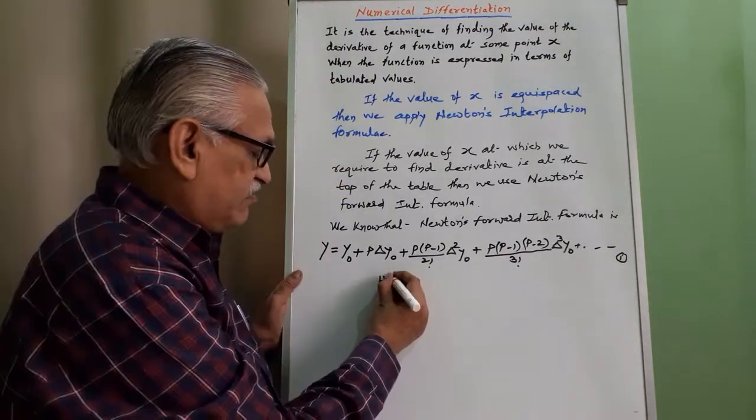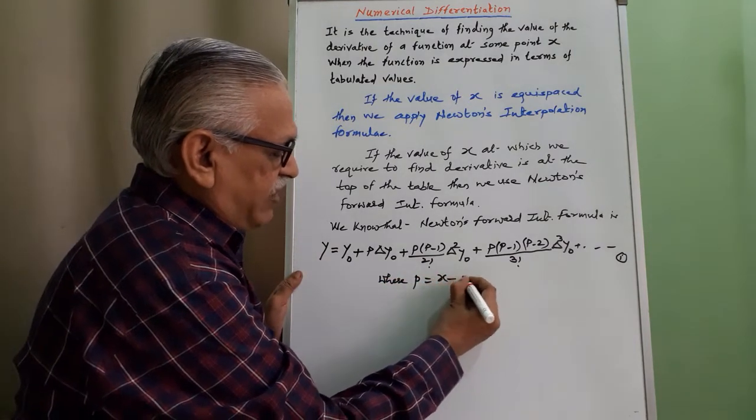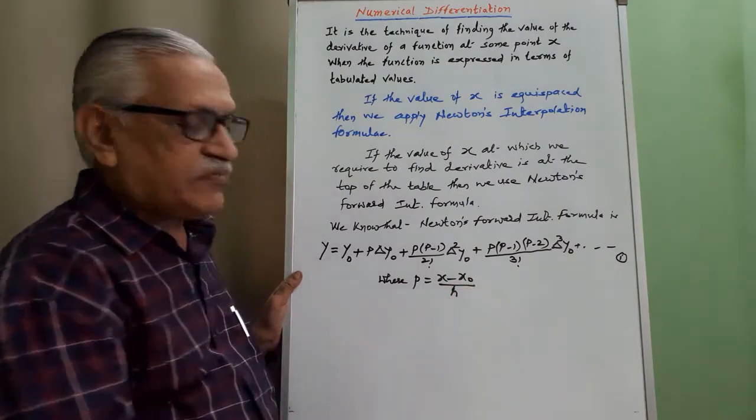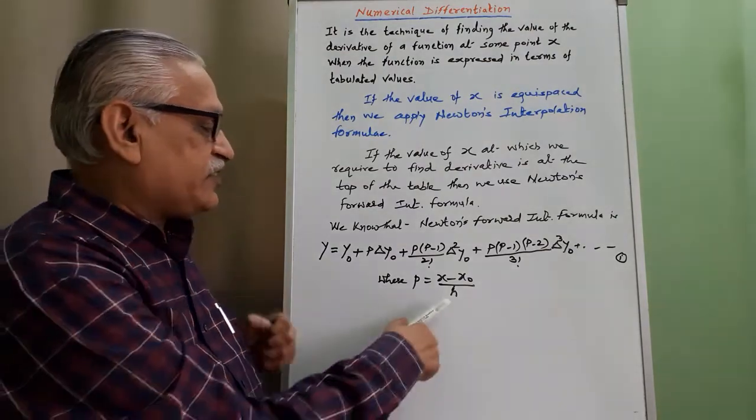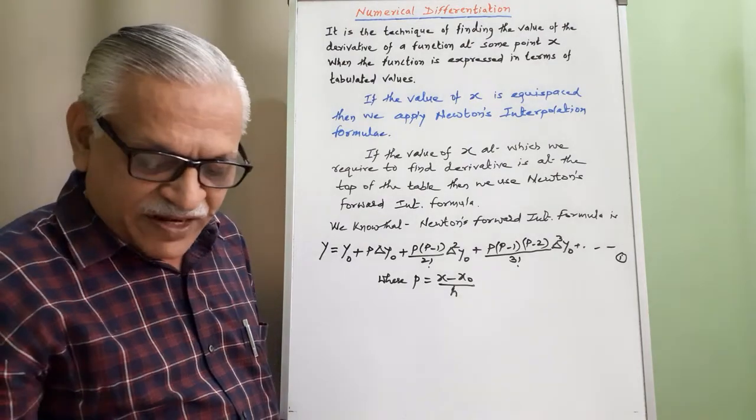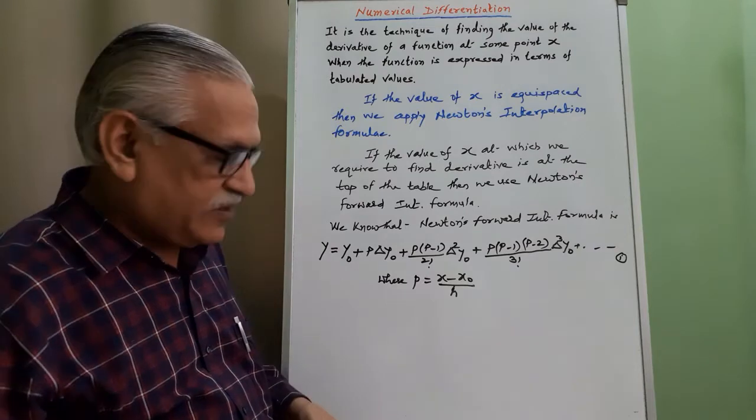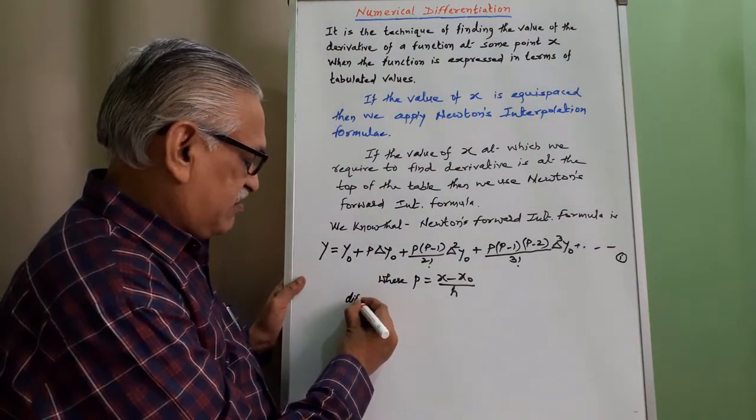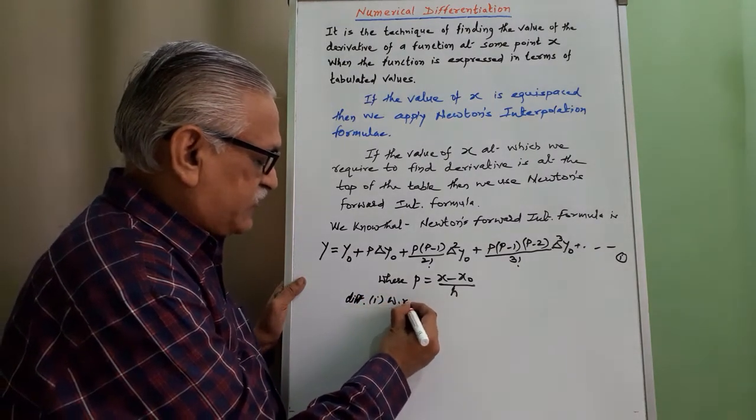Then the value of p is (x minus x0) by h, where h is the distance between two successive values of x. Then what we do, we differentiate it with respect to p. Differentiating equation 1 with respect to p.